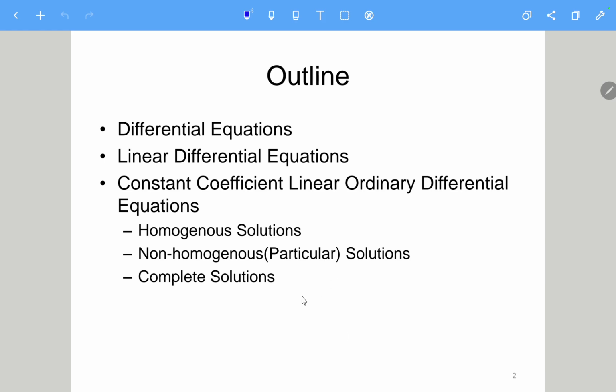I will talk about the procedure. We will find the homogeneous solution and the non-homogeneous solution, or we sometimes call it a particular solution, depending on different textbooks. Some textbooks may call it the complementary solution and particular solution, and some may call it the homogeneous solution or non-homogeneous solution. And then if we add them together, it will form the complete solution.